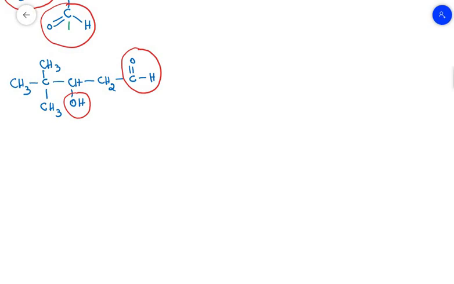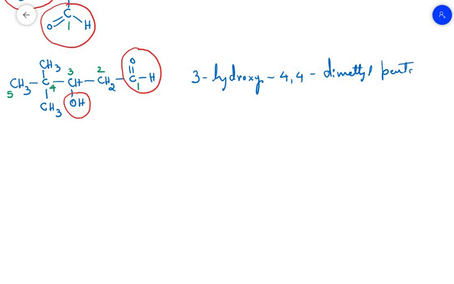So therefore on numbering we have to start numbering from this carbon 1, so this becomes 2, this becomes 3, this becomes 4, and this becomes 5. Either we can move towards this side or this side, that will make 5 carbon atoms. So the IUPAC name of this compound is 3-hydroxy-4,4-dimethylpentanal.